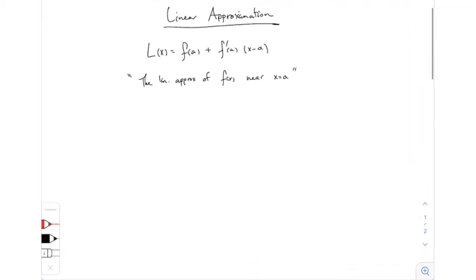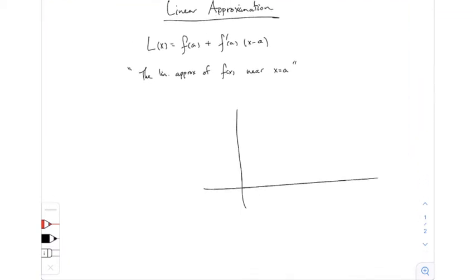The idea behind this is that f of x is some kind of weird function, and a is a specific point in the domain. Maybe I'll put it right here. What the linear approximation represents is the tangent line. It is the equation of a tangent line to this function here, so it's the line which goes through that function only at that point. In this picture, f of x is this weird one, and L is this line right here. It is just the tangent line at the point x equals a.